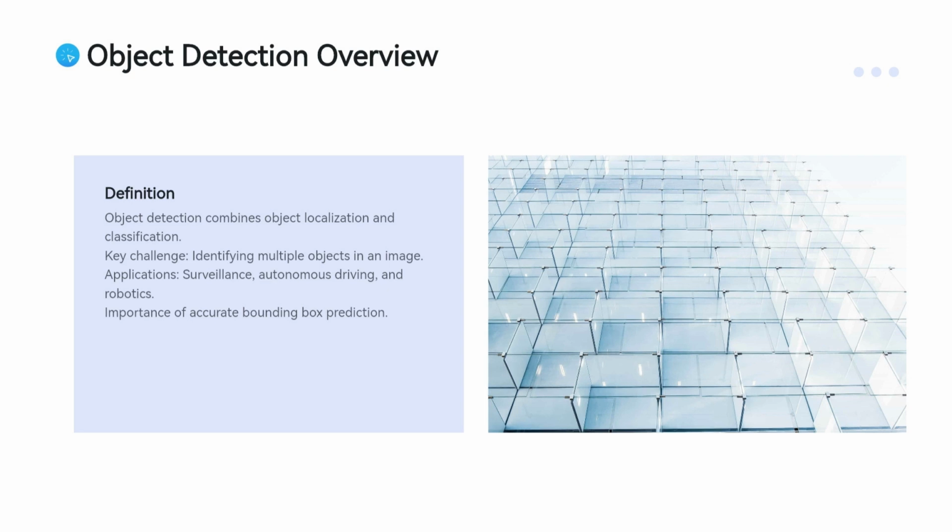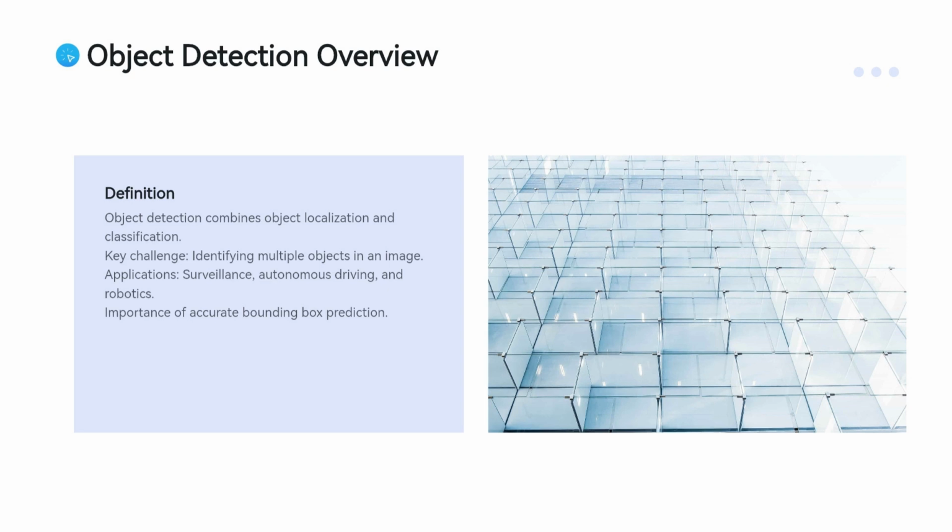In practical applications, object detection is used in autonomous driving, security surveillance, robotics, and even medical imaging. For example, in autonomous driving, detecting pedestrians, vehicles, and traffic signs is crucial for vehicle navigation. In security systems, object detection can help identify suspicious activities.